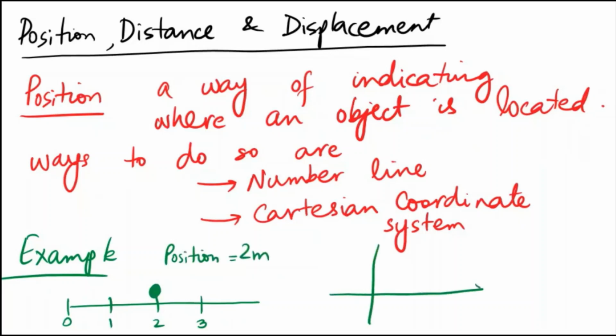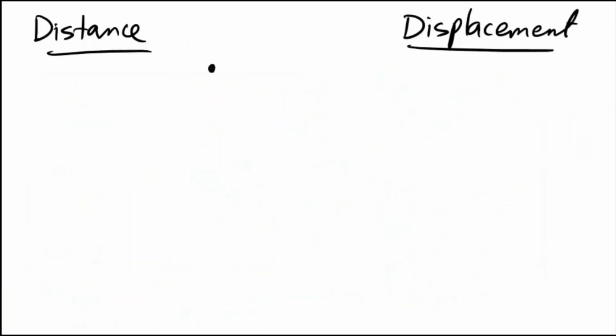If you look at the Cartesian coordinate system, x and y axes, let's label the axes. Let's say an object is placed at this point. It's at x is equal to 3 meters and y is equal to 2 meters. So we're looking in two directions.